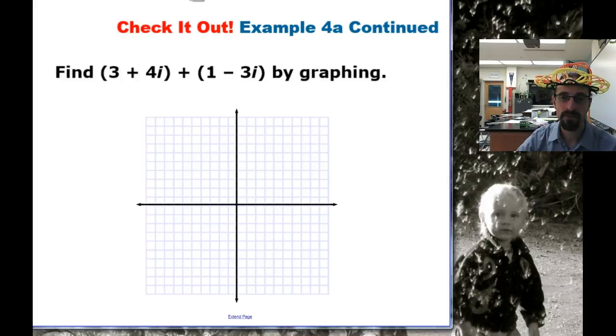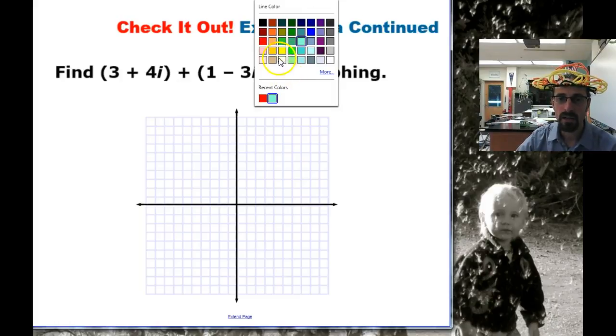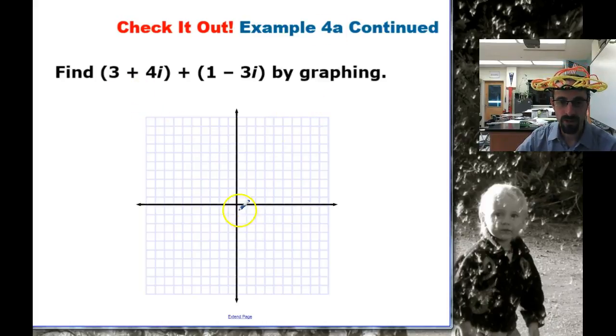So if you have a little piece of graph paper, let's do this. Let's check it out, example 4a. So we're going to go to 3 plus 4i. So let's graph that. And Riley, what color would you like? Yellow. Okay, we'll do yellow. I can do yellow. That's fine. All right, so let's go to 3, 1, 2, 3, plus 4i. So 4i is up. 1, 2, 3, 4. So this is my point in yellow right here. All right, that's that one right there.